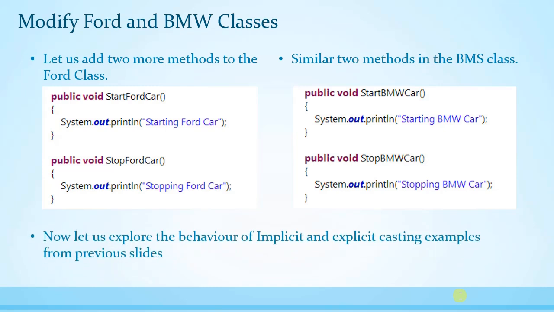So after adding this, we will explore the behavior of implicit and explicit casting. We already provided an example in the previous slide, and we will experiment further with these two new functions added to the classes. Okay, let's add these methods in Eclipse, then we will come back to the slide again.